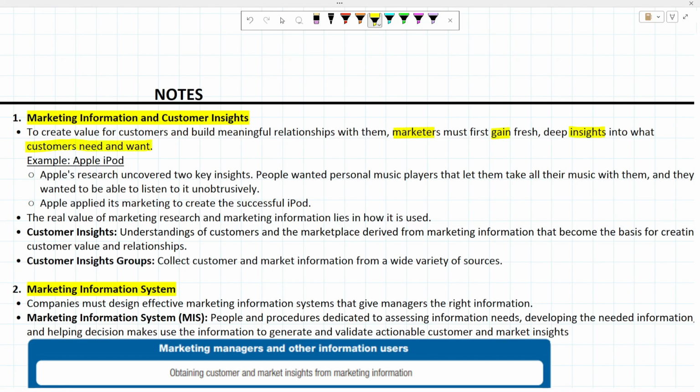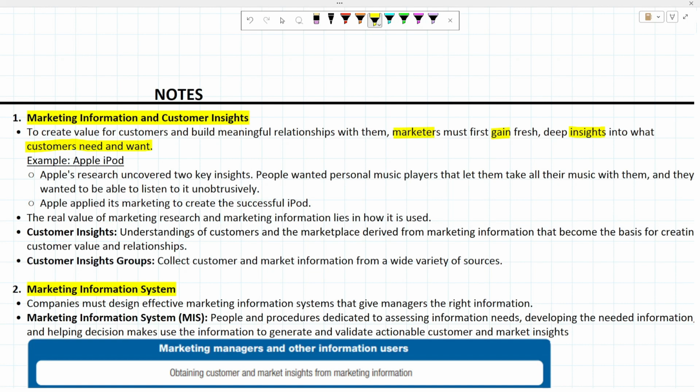An example of this is the Apple AirPod. Apple's research uncovered two key insights. People wanted personal music players that let them take all their music with them, and they wanted to be able to listen to it unobstructively. Apple applied its marketing to create the successful iPod, which played music and was very useful in the way that you can transport it anywhere. So it was highly accessible, compared to, I believe it was the Walkman or whatever they had back then, which was a large thing to carry around, which was not very efficient for many customers.